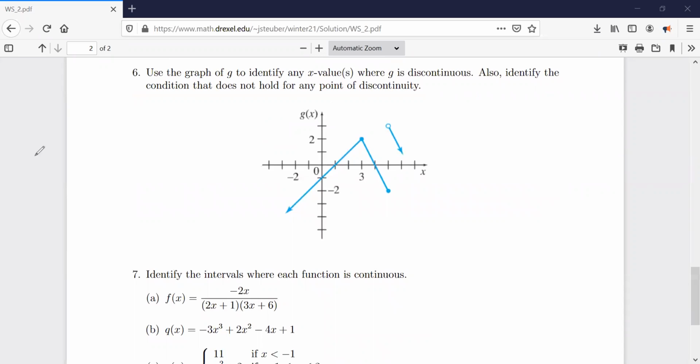Okay, so use the graph G to identify any x values where G is discontinuous. Also identify the conditions that do not hold at any point of discontinuity. So just looking at this graph, pretty clearly the point of discontinuity is at x equal to 5. That's where we jump all the way up here. So it would be something called a jump discontinuity.